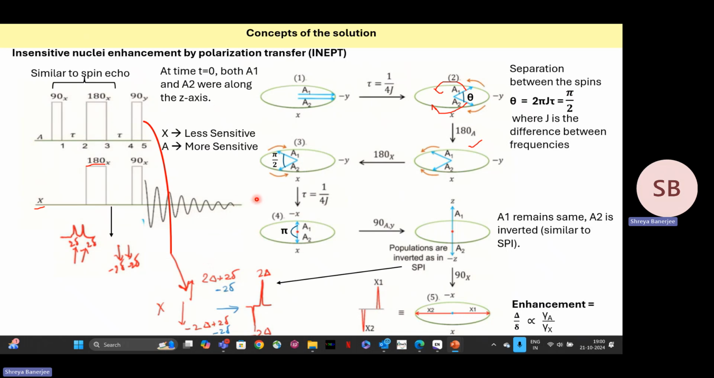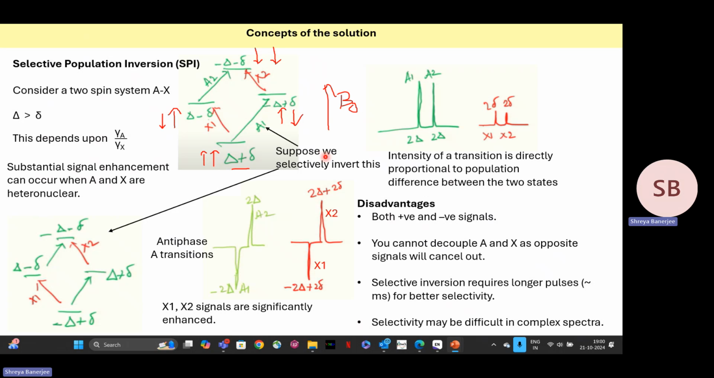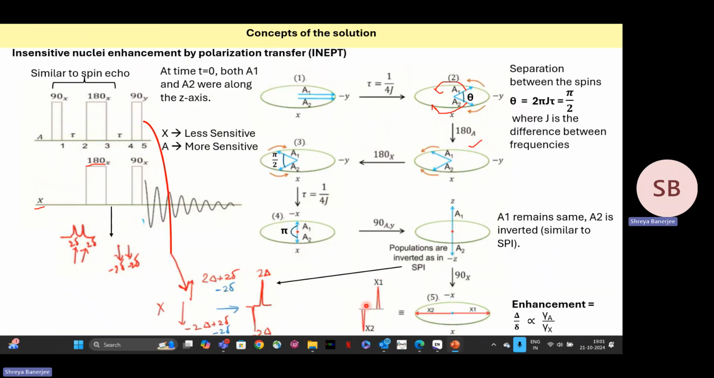So that discrepancy is removed. The INEPT experiment is kind of an extension of the selective population inversion. At the end of selective population inversion, the intensities of both A and X were increased, and the A spins A1 and A2 had equal intensity but opposite direction, but the X spins had unequal intensity. At the end of INEPT, the X spins also have equal intensities, and that is the advantage. So this is the INEPT pulse sequence.